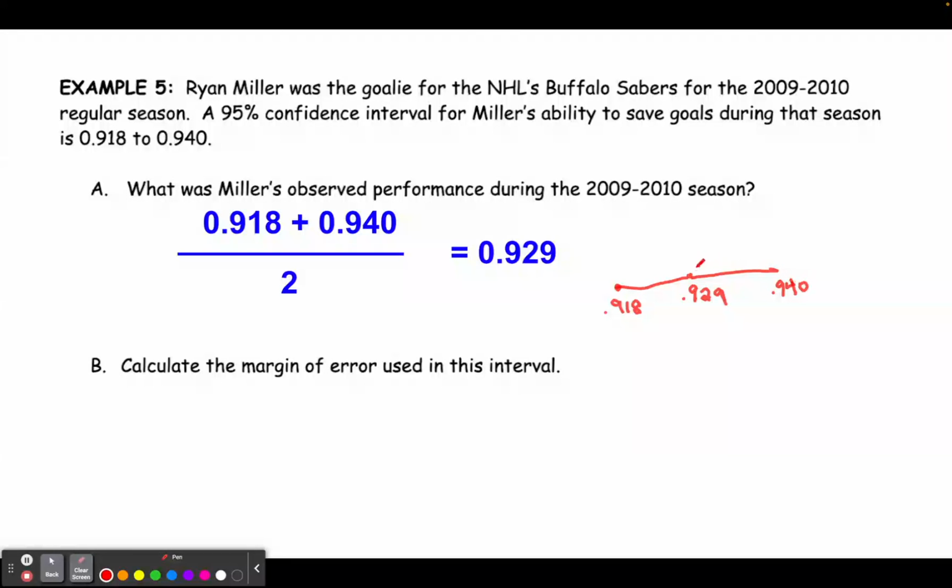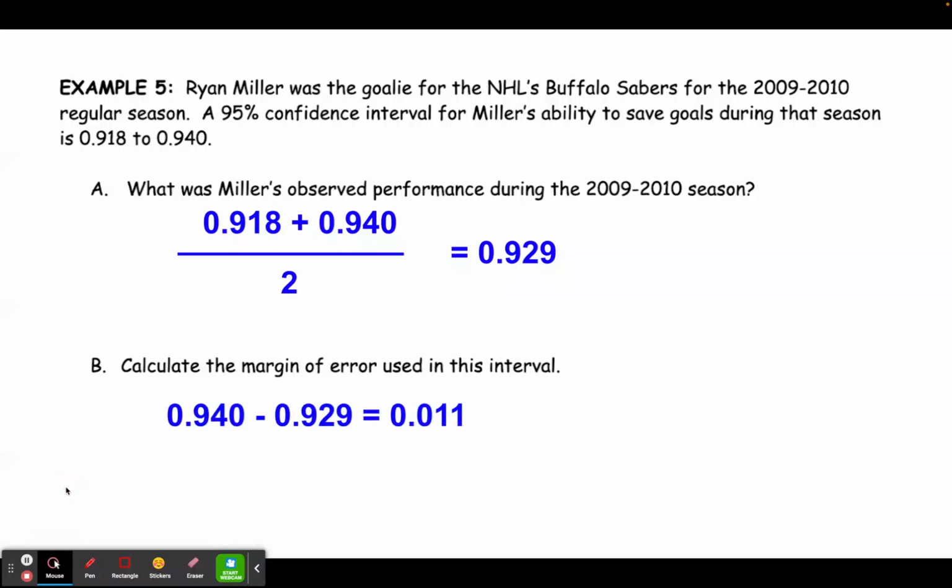The margin of error is the plus or minus part. So from there, then we can figure out what are we adding or subtracting to go from the center of the interval to the outside edges. And we can either do the top end minus the middle or the middle minus the bottom end. I did the top end minus the middle, and that gave me 0.011. And so that is my margin of error. So we can write that interval as 0.929 plus or minus 0.011. So 2 different ways to write the same interval.